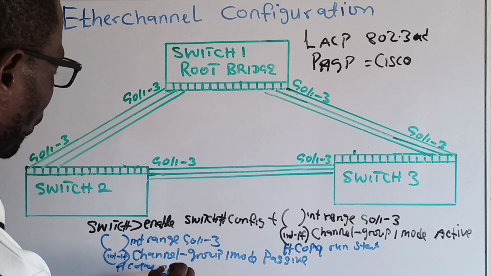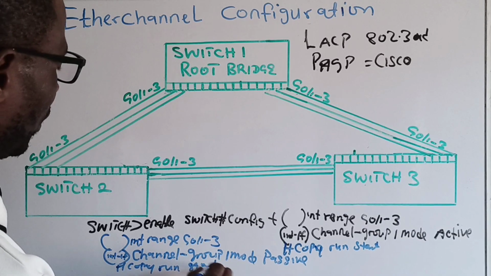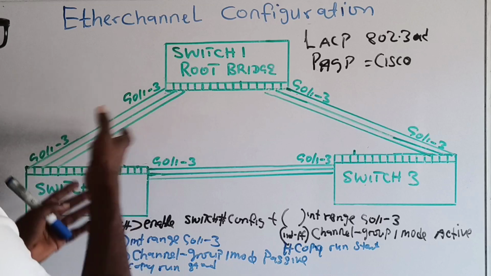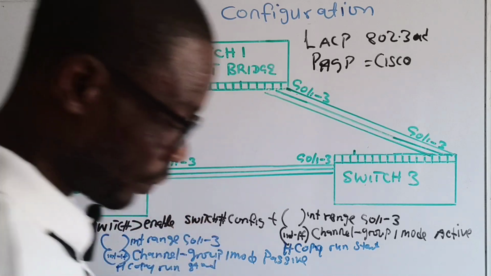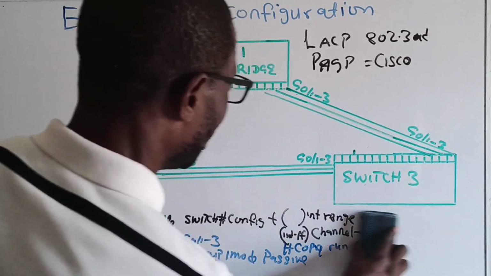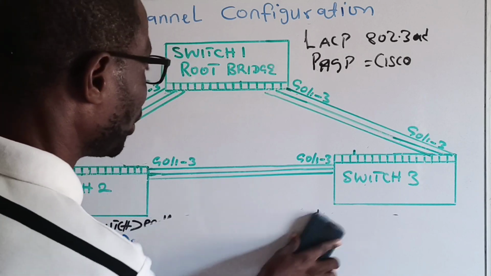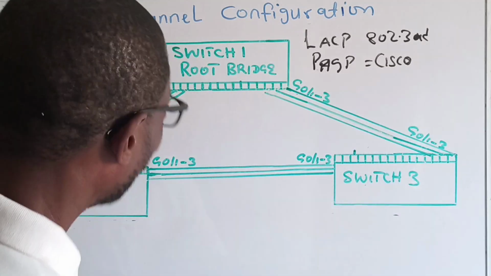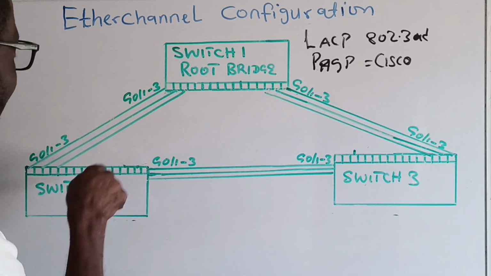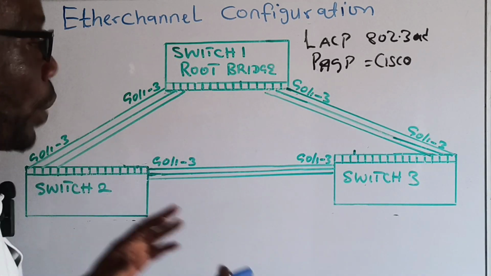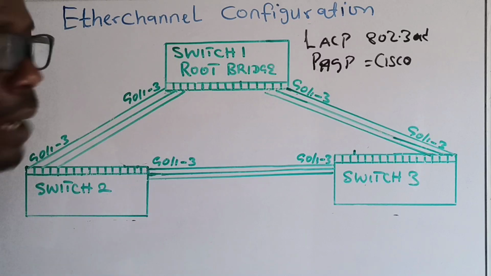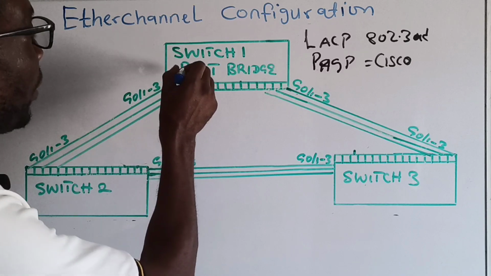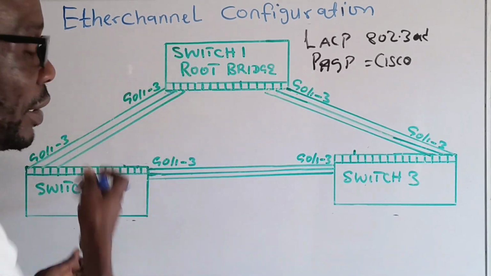Now you have configured this to be group 1, but the configuration is yet to be done. Let me clean this so that I can see what I'm doing. Remember, I configured this to be active and this to be passive. Now we have port channel 1, because we configured these interfaces on group 1, this link.